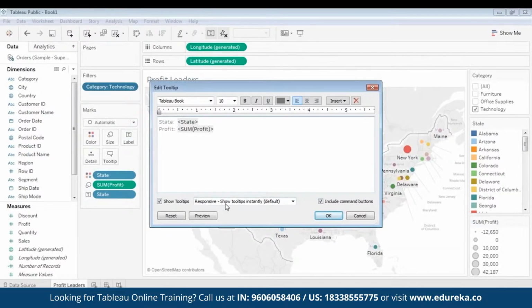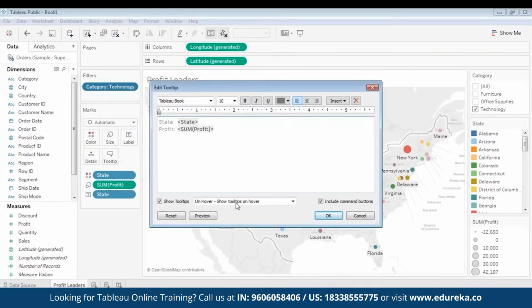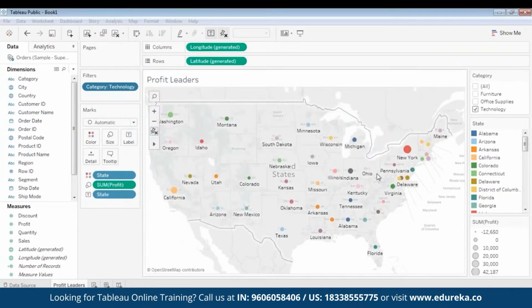And also you have something called responsive and on hover. If you select on hover, you can see it will take 1 second or something to show. See, when I'm going over there, it is taking almost 1 or 2 seconds. So you can create it responsive. I would prefer to go with the responsive one so that whenever I'm changing, it's very responsive. Can you see? Whichever state I'm going to, it is showing me state and the profit.